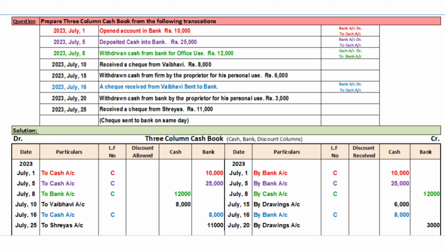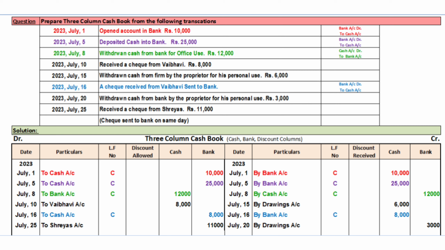So next, the last transaction, the 25th dated transaction. Received a cheque from Shreyas, rupees 11,000, and the cheque was sent to the bank on the same day. When the firm receives a cheque from others, that means incoming cheques, we must observe whether the cheque was sent to the bank on the same day or not. So here the information, cheque sent to the bank, is given clearly, so it is recorded on the debit side in the bank column.